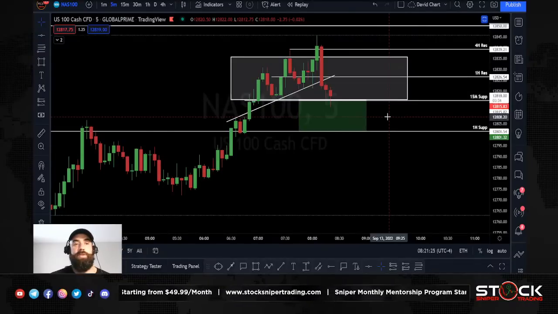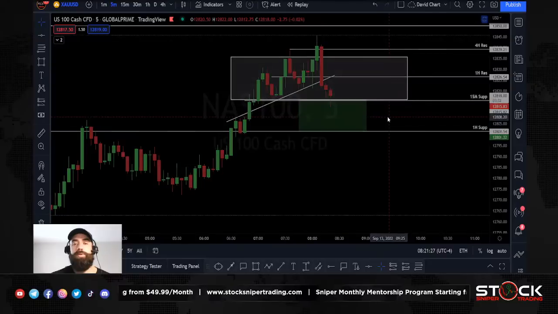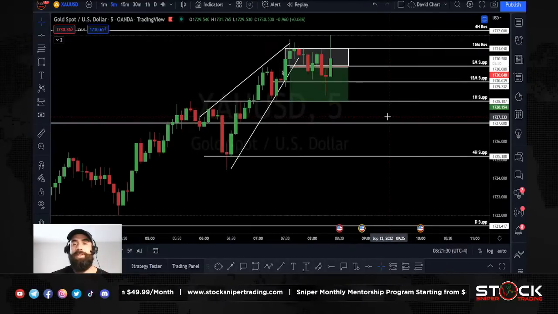Okay, let's take a look at Goldie. Nice big pump on gold. You can see a nice rejection here. Look at this head fake right before, guys.